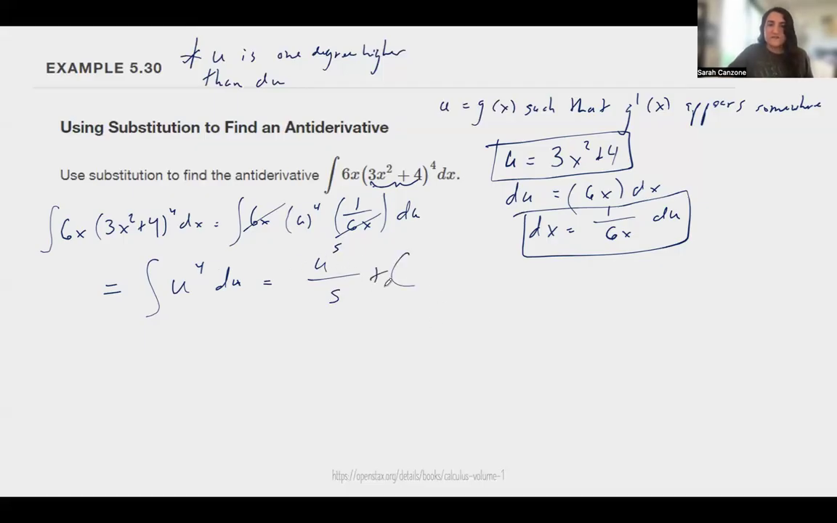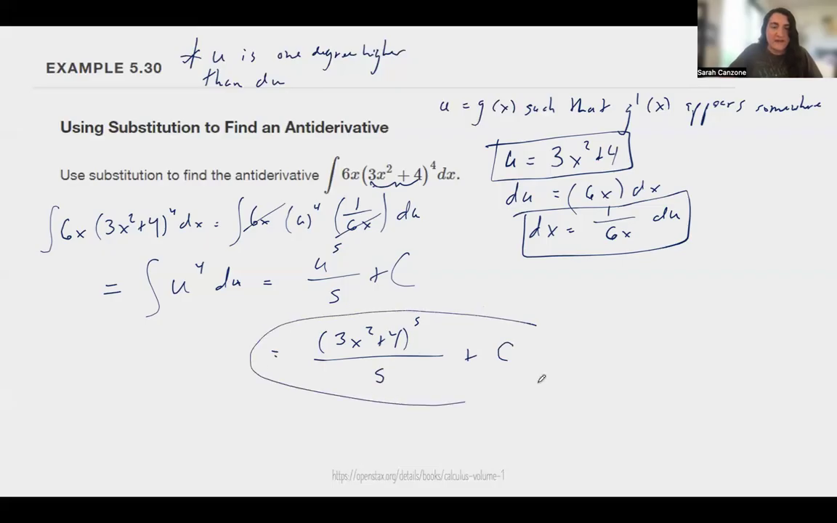But this isn't quite the answer because this function wasn't in terms of u to begin with. It was in terms of x's. So the last step is simply to plug back in for u. And because this is to the fifth, you have to put parentheses. So this is 3x squared plus 4, quantity to the fifth, over 5, plus c. And that is the integral of this function right here. If you were to look at that function, I would guess you probably wouldn't expect that to be the integral. But using u sub, we now can go ahead and actually determine the integrals.